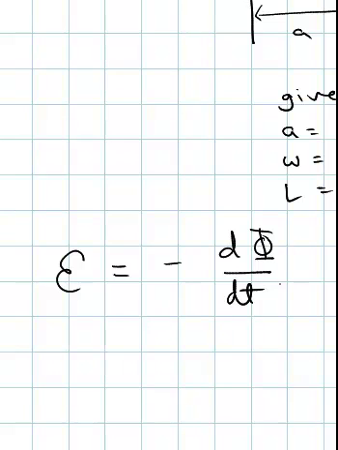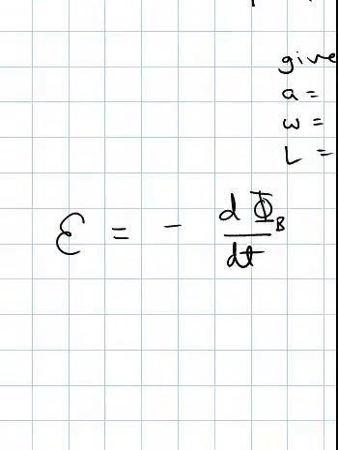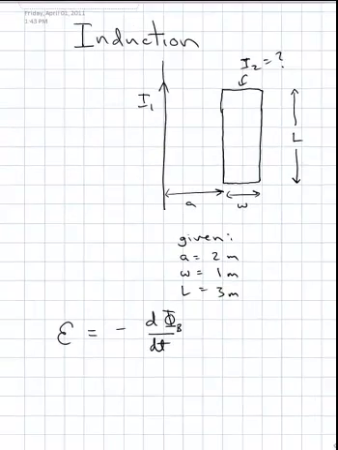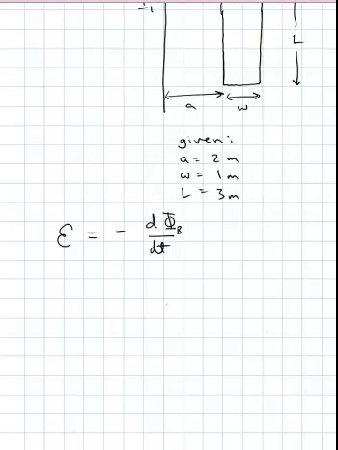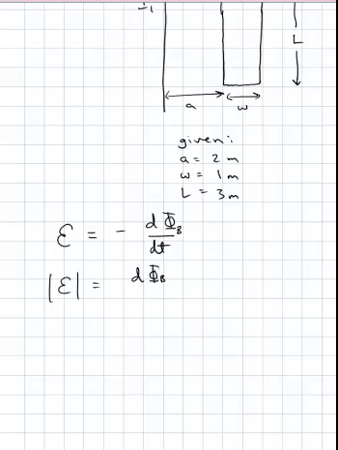The change in flux with respect to time. And this minus sign, I'll tell you what I'm going to do. I'm just going to get rid of it right now and find the magnitude. That minus sign doesn't really help me much. You know what I do? I use this to find the magnitude, and then I use Lenz's law to determine the direction.